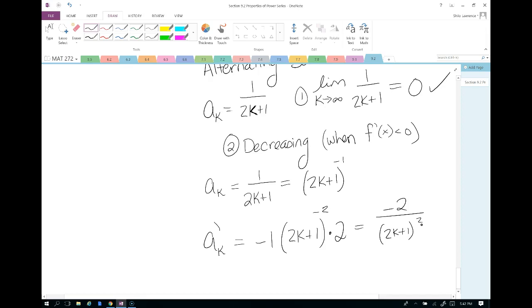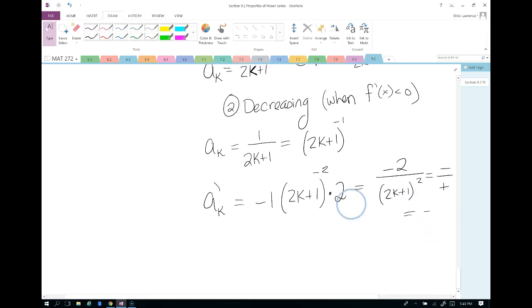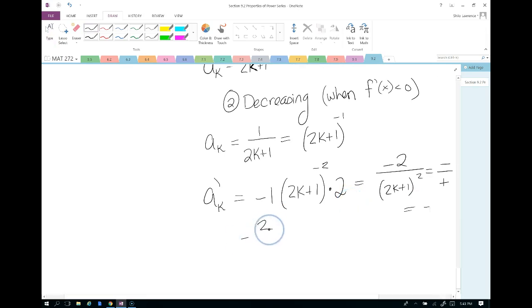No matter what I plug in for k, this answer will always be negative. I know that because my numerator is negative, and my denominator is always going to be positive because I'm squaring it. No matter what you plug into the parentheses there in the 2k plus 1, whether it comes out positive or negative, once you square it, it's automatically going to be positive. So this is a negative divided by a positive, which is always a negative. So we've just proven that our first derivative is always negative, which means this series is decreasing.